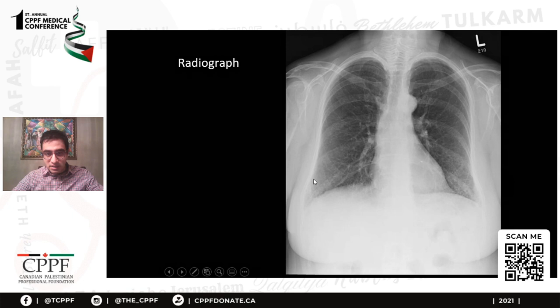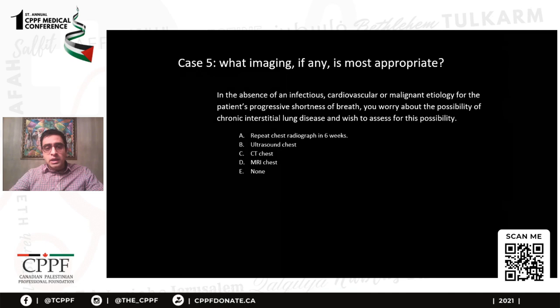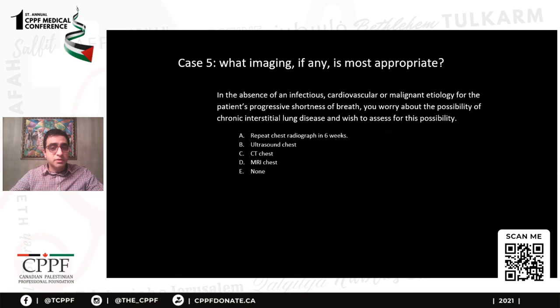This is a fairly subtle finding. If you see it, wonderful. If you don't see it, you could even call it normal. At least acutely normal, but chronically, a radiologist should not call this normal. Okay, so in the absence of an infectious, cardiovascular, or malignant etiology for the patient's progressive shortness of breath, you worry about the possibility of a chronic interstitial lung disease and wish to assess for this possibility.